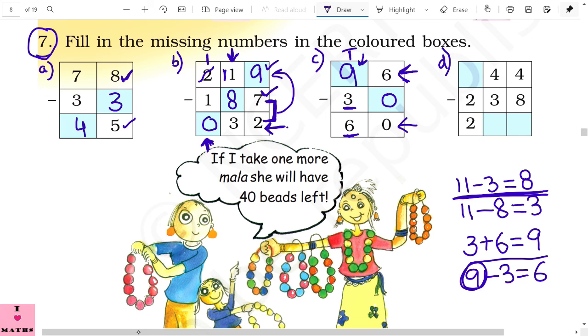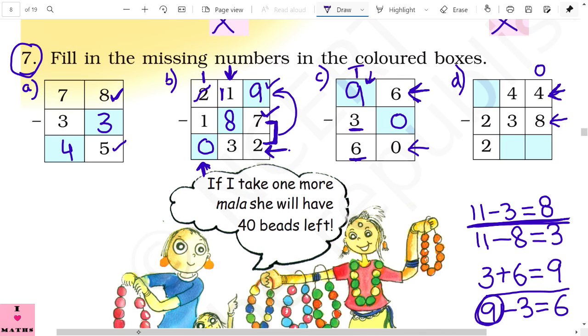Now 4 minus 8. It is not possible to do 4 minus 8, since 8 is bigger than 4. This 4 at ones place will borrow from this 4 at tens place. So this will become 3 after giving to the 4 at ones place and this will become 14. Now 14 minus 8 is 6.